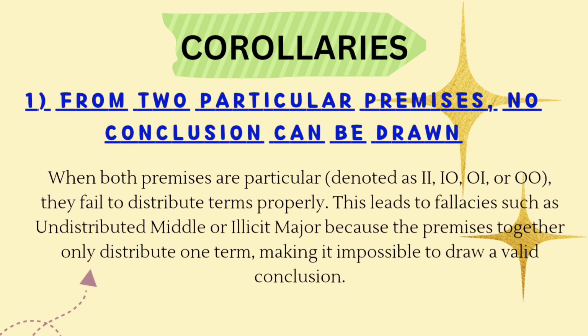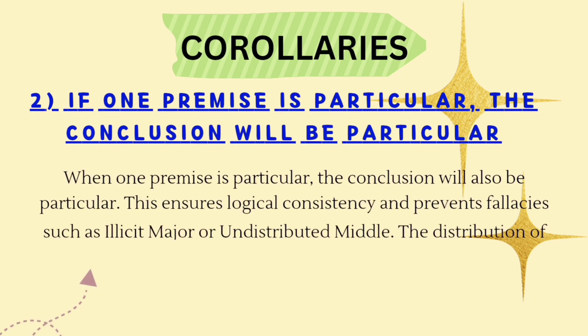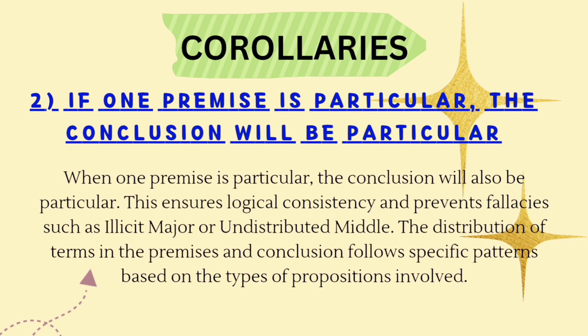Corollaries. They are based on previous rules. First rule: from two particular premises, no conclusion can be drawn because, when both premises are particular, they fail to distribute terms properly. This leads to fallacies such as undistributed middle or illicit major because the premises together only distribute one term, making it impossible to draw a valid conclusion. If one premise is particular, the conclusion will be particular. This ensures logical consistency and prevents fallacies such as illicit major or undistributed middle.